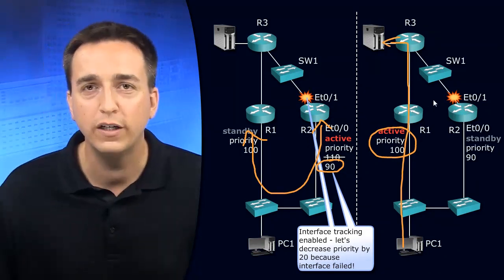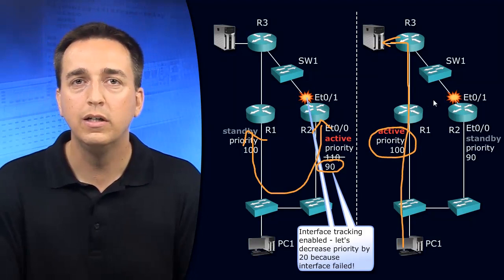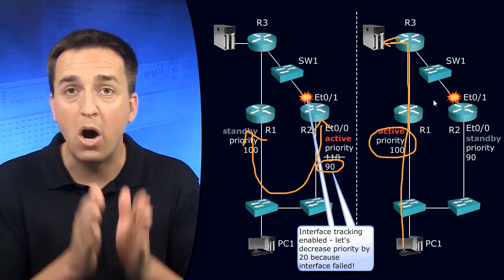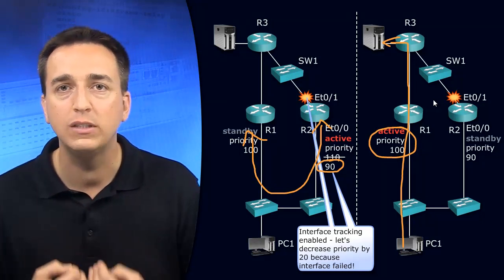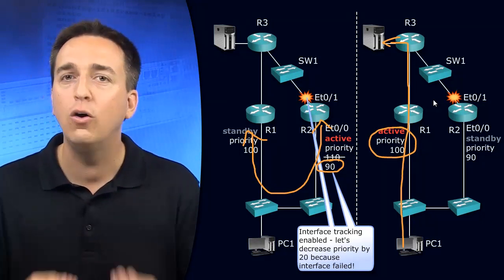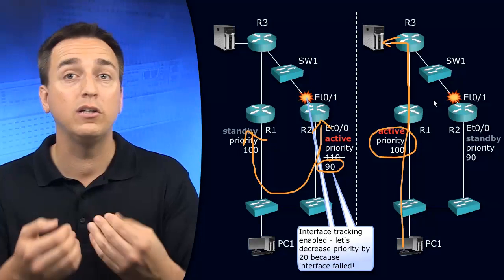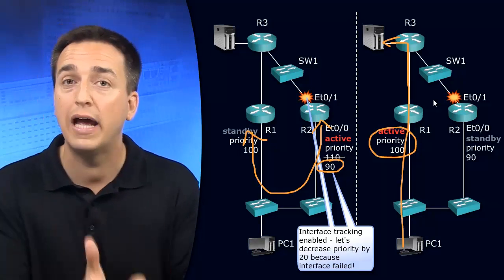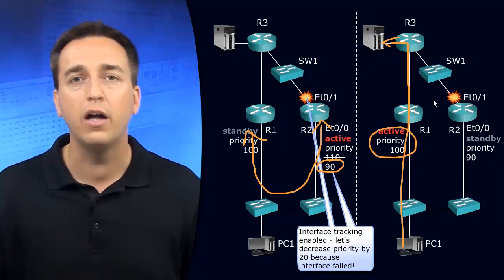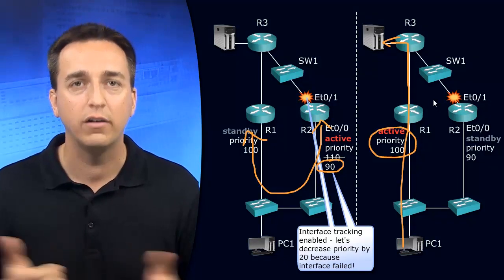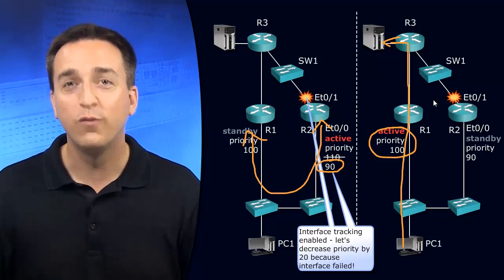So interface tracking is all about teaching the router to monitor the status of an interface, and if that interface goes down, to decrement the local priority. And by decrementing the priority to a value that is less than the other routers in the group, you are thereby allowing another router to become the active router and forward the traffic for those end users.